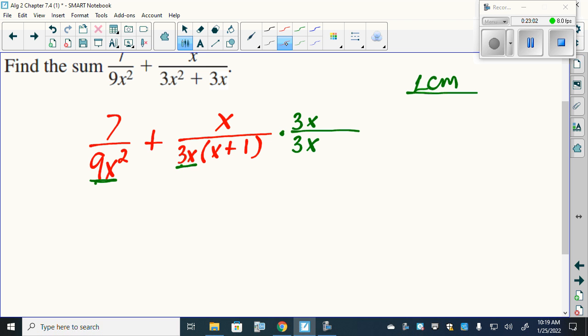Do I need to do anything else to the 3x times x plus 1 to make it similar to the 9x squared? No, because that would give us 9x squared, yes? Okay. Is there anything I need to do to the 9x squared to make it the same as our 3x times x plus 1? This one over here is missing the x plus 1, yes? So I'm going to have to multiply top and bottom by x plus 1.